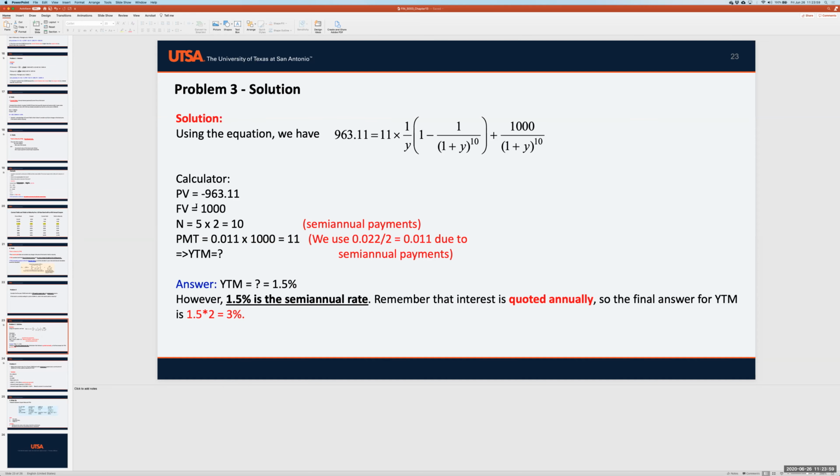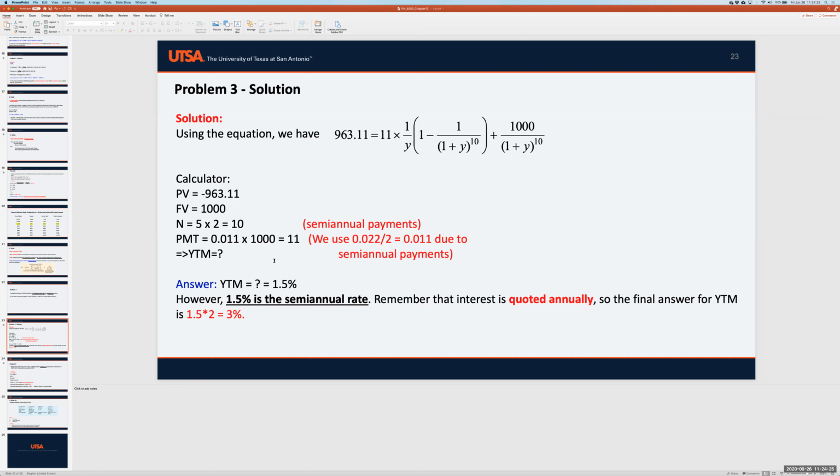Let's solve this. So present value is already given, 963.11. Future value is 1000. Number of periods, 5 years multiplied by 2. Why do we multiply by 2? Because this is semi-annual. How many periods do we have? Per year, we have two semi-annual periods. So for 5 years, we have 10 periods, right?